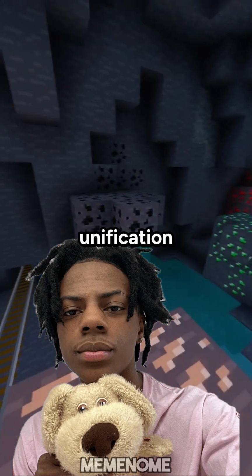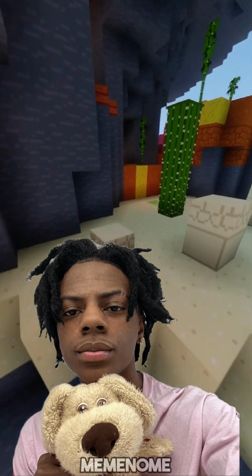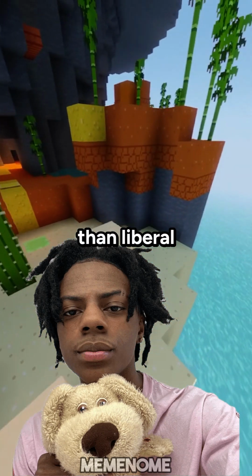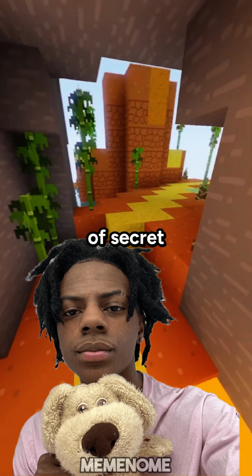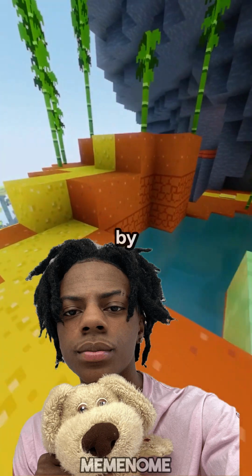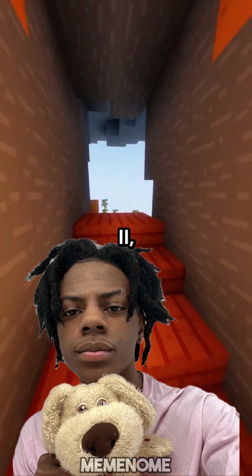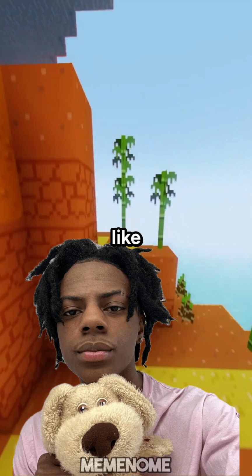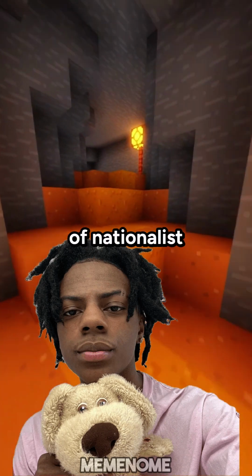Germany's unification under Prussian leadership, particularly Otto von Bismarck, was achieved through military victories and state power rather than a liberal democratic movement. Italian unification was achieved through a mix of secret societies, wars led by Sardinia-Piedmont under King Victor Emmanuel II, and popular support for figures like Giuseppe Garibaldi, though many peasants were unaware of nationalist ideology.